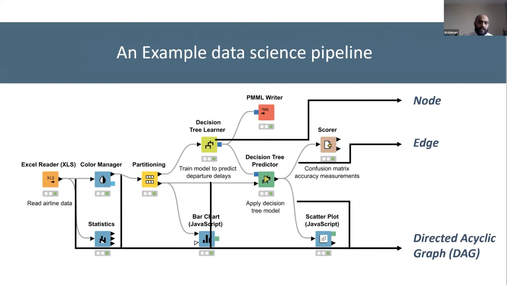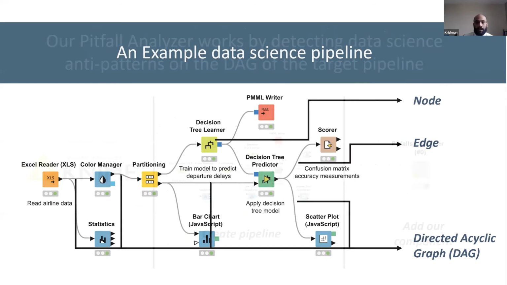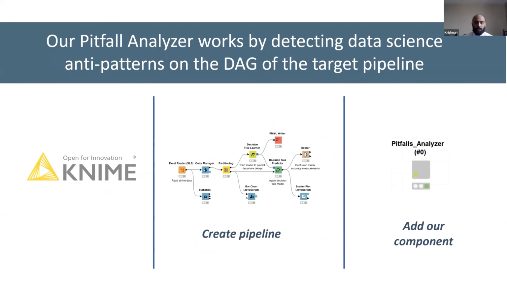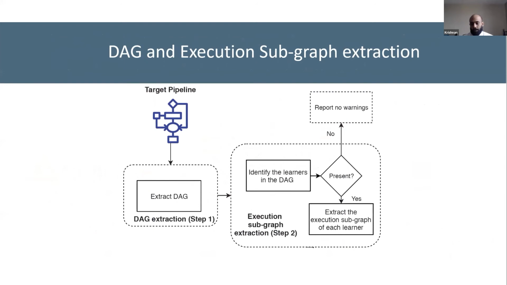A directed acyclic graph is something that does not cycle back and charts the data and execution flow in a KNIME pipeline. So how does our pitfalls analyzer work? You start KNIME, you create a pipeline, you add a component. That's all. So a little more insight into how the actual approach works. If you don't end up understanding my abstract presentation of the approach, please don't despair. I have examples with the actual pipeline, so it will be more understandable as we go on.